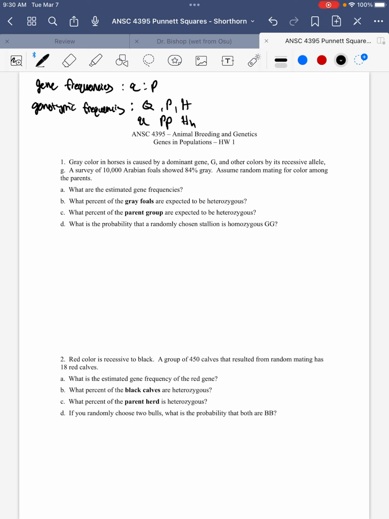Furthermore, we know that big P is equal to little p squared, H is equal to 2 times p times q, and big Q is equal to little q squared.